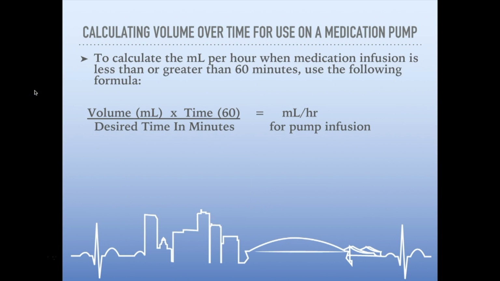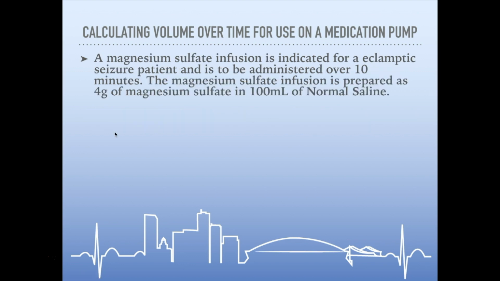To calculate the milliliters per hour when the medication infusion is less than or greater than 60 minutes, use the following formula. It's our volume in milliliters multiplied by our time coefficient, which is 60 for 60 minutes, and then we'll divide that by our desired time in minutes. That'll give us our milliliters per hour for our IV pump infusion. Let's look at a practice problem.